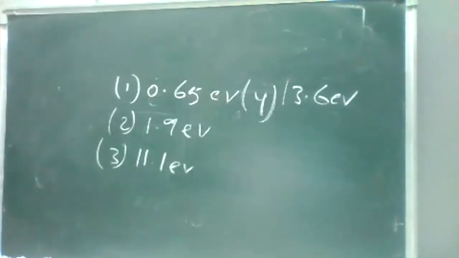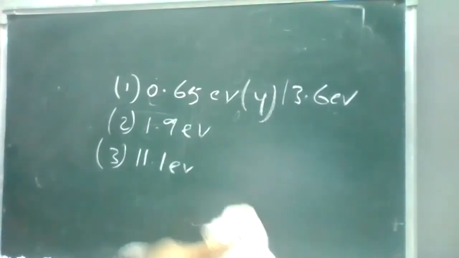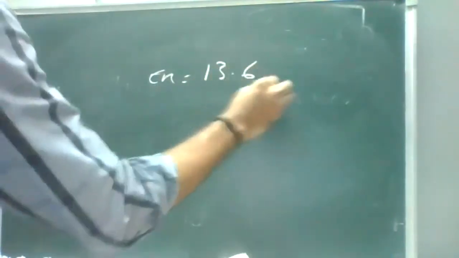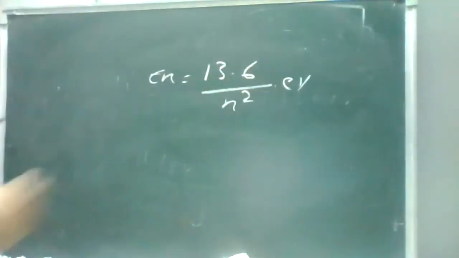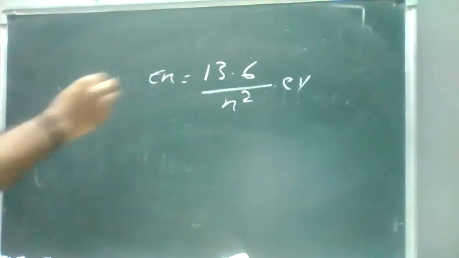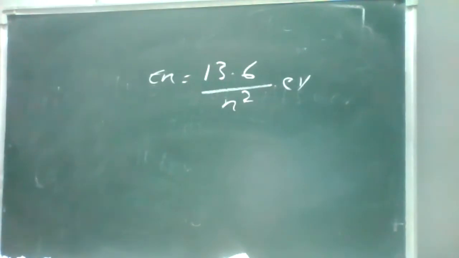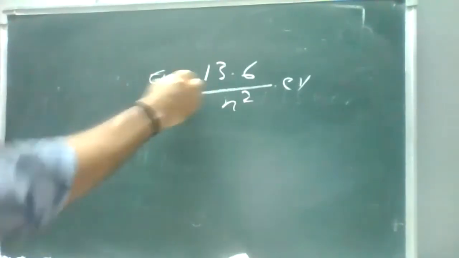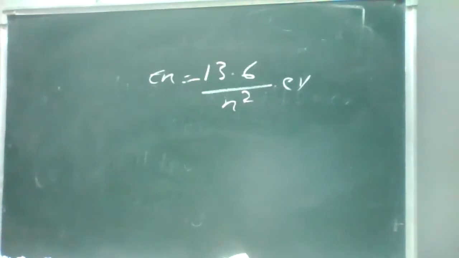Okay, so we are going to find the energies here, one by one. The relation is for the energy of the nth orbit. The energy for the nth orbit of a hydrogen atom is given as En is equal to minus 13.6 by n square eV.